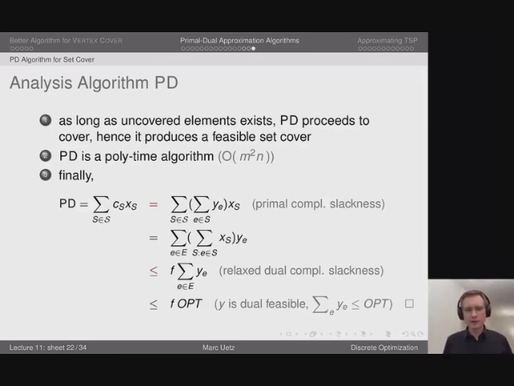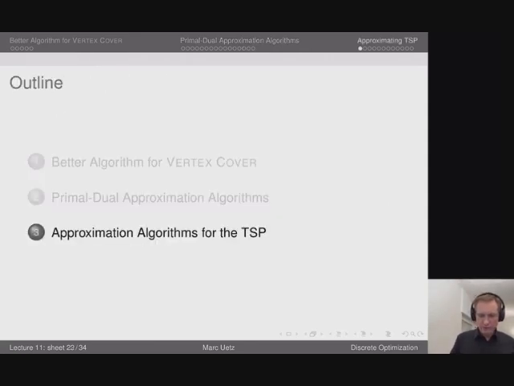So we have seen two examples, vertex cover and as a generalization set cover, where we can use this primal dual framework to construct approximation algorithms. There are actually more examples, but for the rest of the lecture, I would like to concentrate on the traveling salesman problem and present maybe one of the nicest approximation algorithms of all.